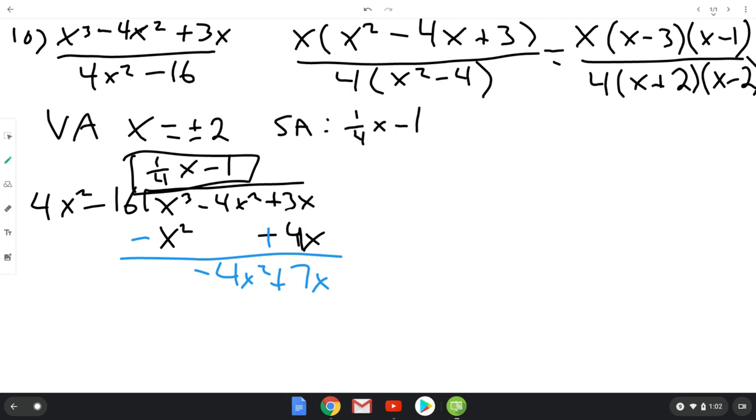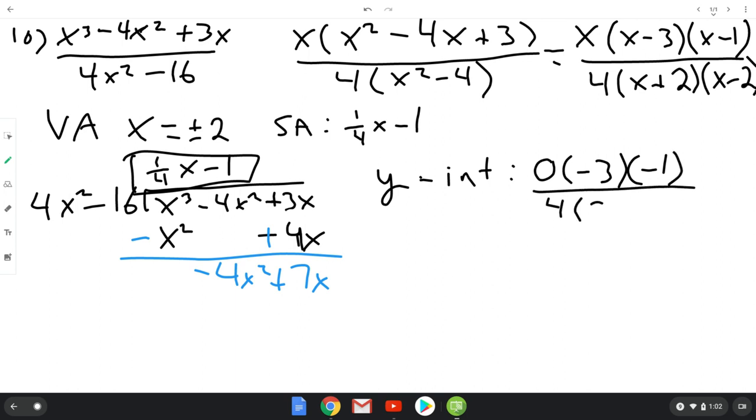That's it. All right, so then the next thing we're going to do is we're going to find our intercepts. So for the y-intercept, that's just when x equals 0. So we have 0 times -3 times -1 over 4 times 2 times -2, which all of that, since it's being multiplied by 0, is of course just 0. So our y-intercept is 0.